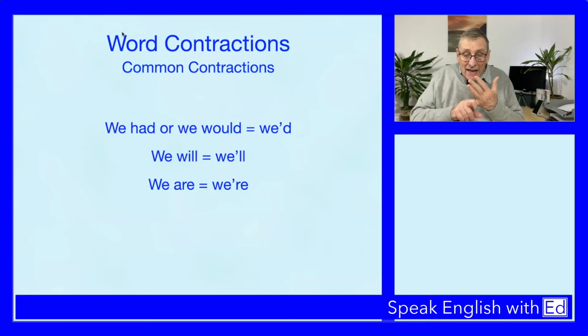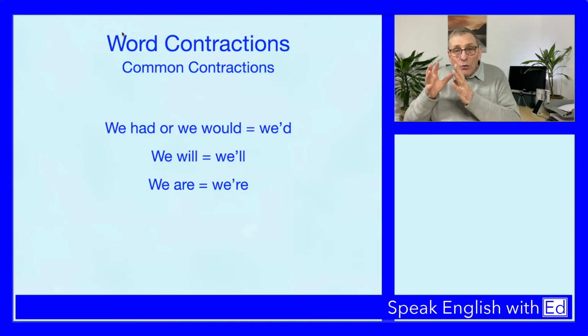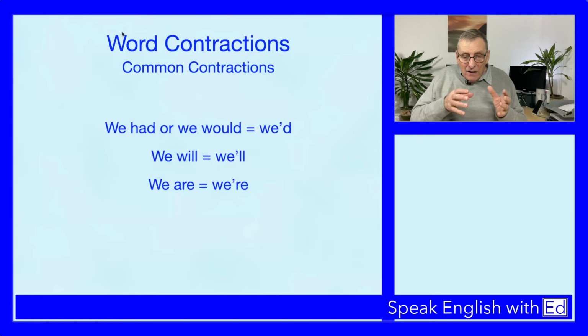We've got we had here, or we would. They're both shortened down to we'd. We had or we would. They both mean the same. So we had chicken for dinner. I'll get back to chicken for dinner. I must be hungry. I'm mentioning food. We had chicken for dinner.